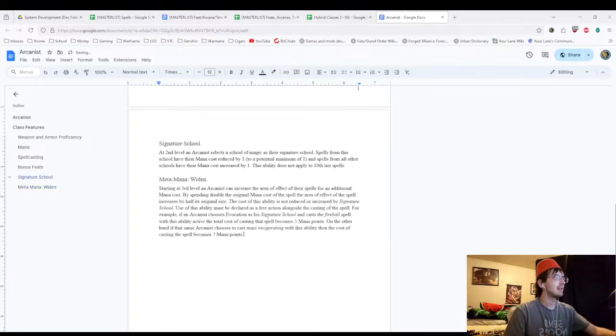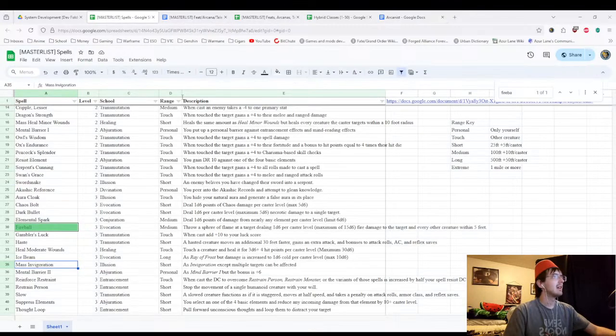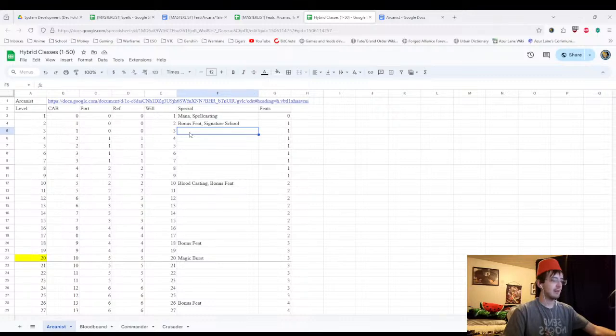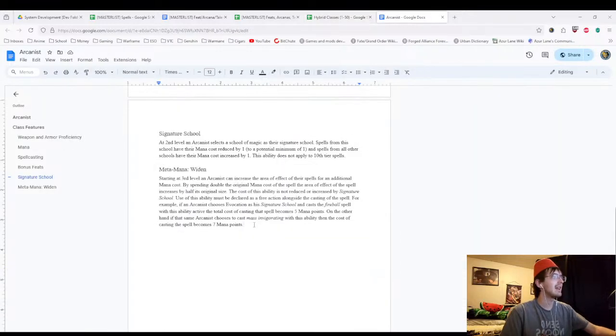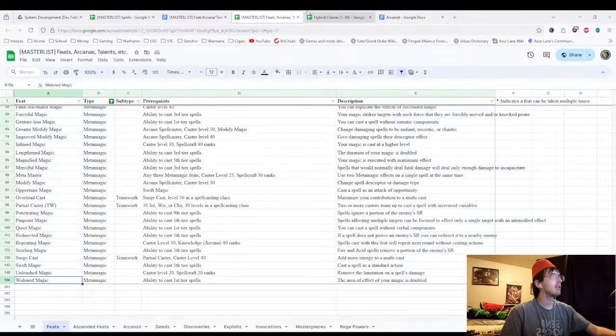Right. Yes. So there's Meta Mana Widen. Not that one. There we go. Oh, okay, good. I was hoping putting in a dash and a colon wouldn't mess with the chart. It didn't. Probably because I'm using text and not numbers, so that's good. Right. Fourth level.